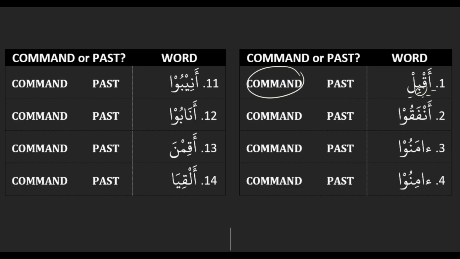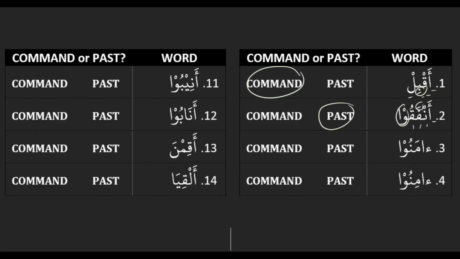Anfaqu. Okay, so hide our indicator. So Hamza at the beginning, followed by three letters or less. So this is a command. There was a third rule. Oh, the E sound. So the second to last letter is a fa, and it doesn't have an E sound. It has an A sound, so it's a past. Three rules. They all have to check off.